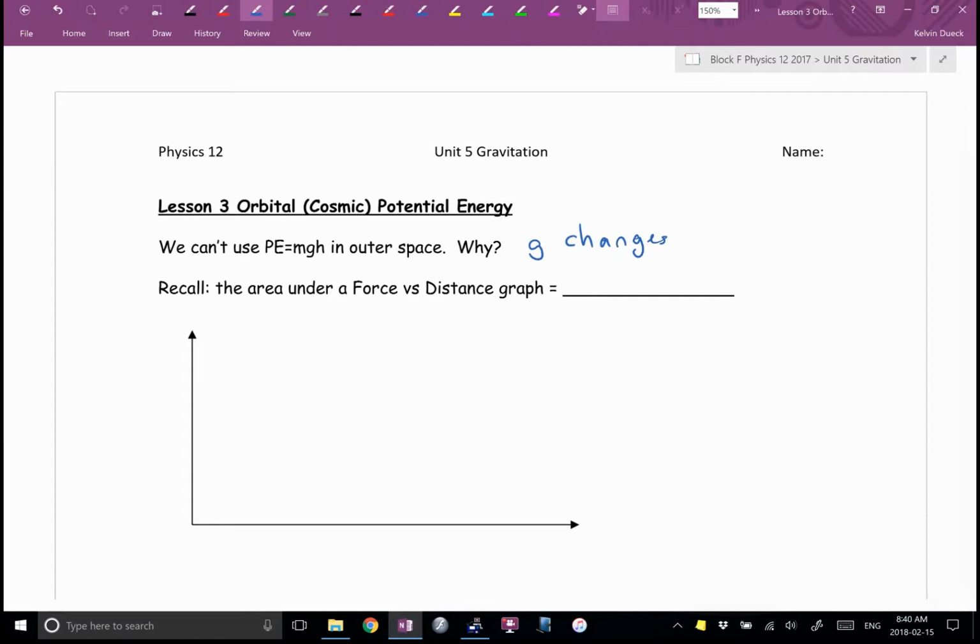So from now on, whenever we're doing energy questions, one of the first things we have to ask is, are we cosmic in space or not? We need a new equation for conservation of energy. We need to do some review. Recall, the area underneath a force versus distance graph was equal to what?